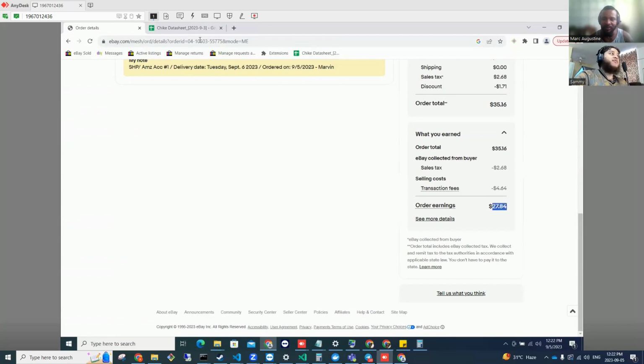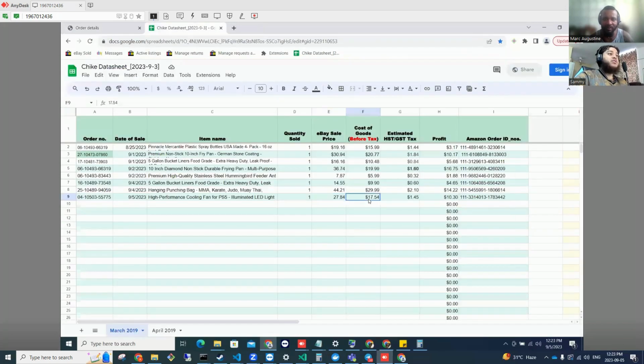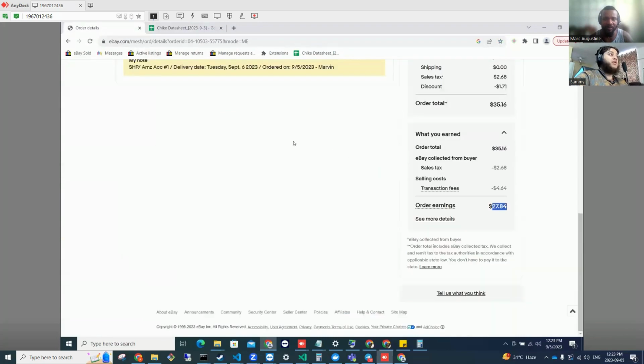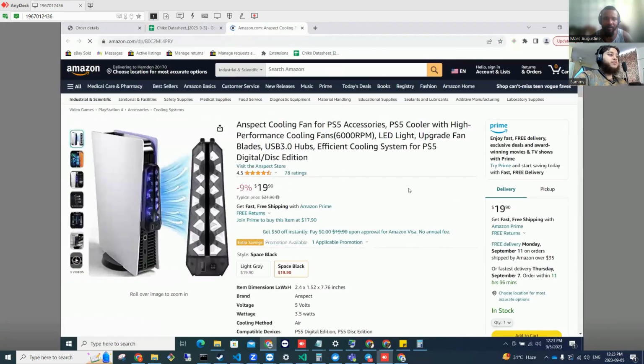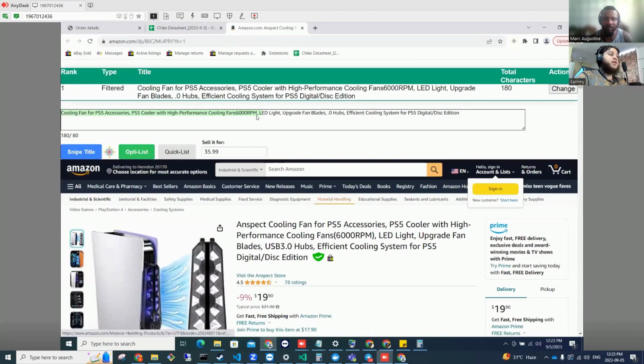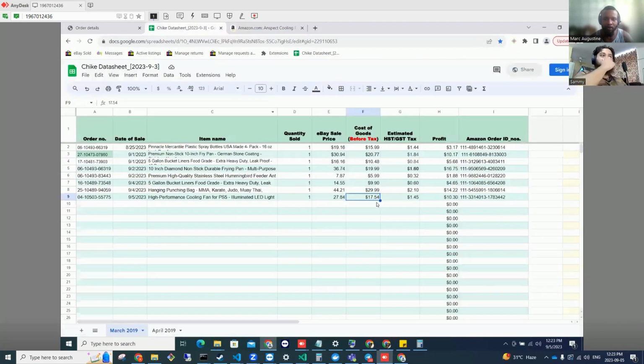So this is 27.84. And then the cost of the Amazon price was 17.54 the last time we checked it. So let's open that up just to see if everything is in congruence. Okay, so this price is 19.99 right now, but at the time that we ordered it, it was 17.54. So that was cool. Yeah, we ordered it yesterday, and then just a couple hours ago the price went up. And then the tax is 1.45. And then what we do is we subtract this from this.